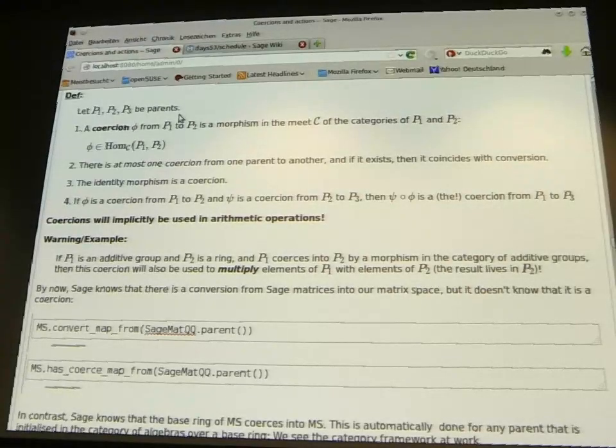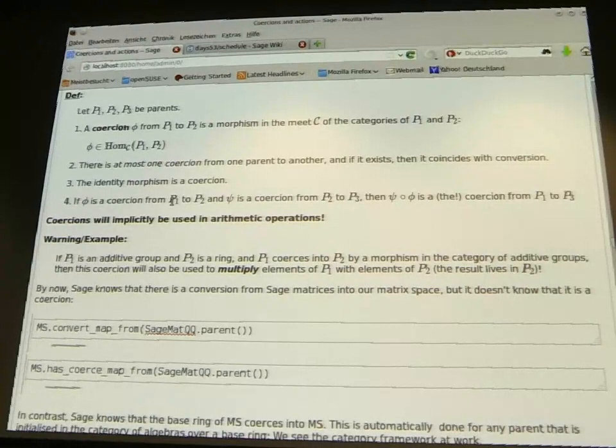Conversion is not structure preserving. For example, you can convert a floating point into an integer simply by cutting off the decimals. So this is not structure preserving, but a coercion must be structure preserving. Also, there must be at most one coercion from P1 to P2, and if it exists, then conversion should do the same thing, simply in order to not confuse conversion and coercion. And of course we want the identity morphism to be a coercion.